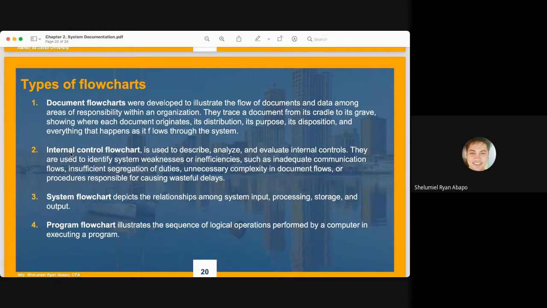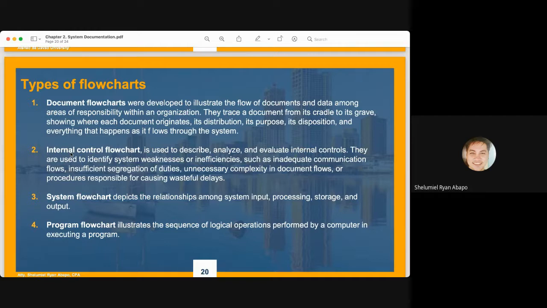this document is forwarded to another department that serves as a basis or verification of that department's main report or another report which arises from that particular original document. The distribution of the copies of the document to various users in various departments, the purpose of such document, the disposition, and everything that happens as it flows through the system.